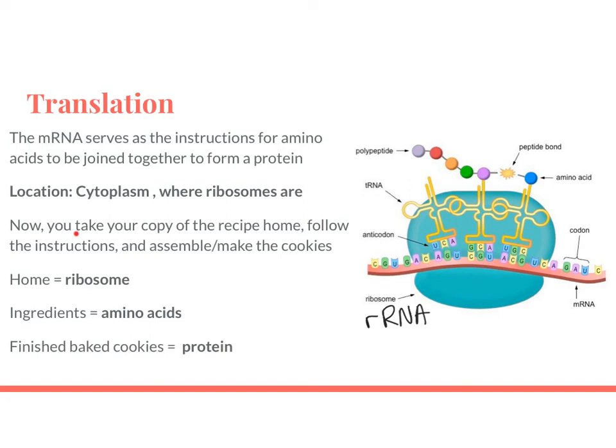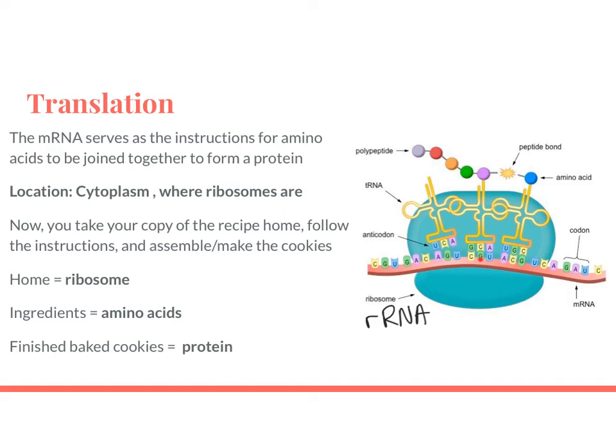And then, the way that I think about this, now we have our recipe that we've brought home from the library, so our single sheet. Well, what we want to do is now go through and follow our instructions and actually make those chocolate chip cookies. So home is like the ribosome where we can actually cook stuff. Our ingredients are the amino acids that we're going to string together, and eventually we're going to bake those cookies to make our protein or our final product.